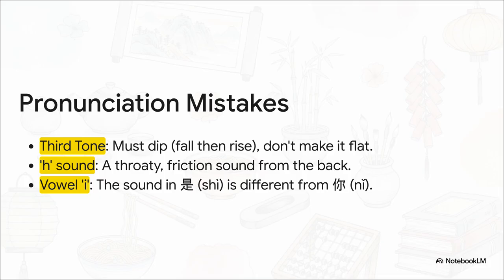And finally, the vowel i. This one is tricky. The i in nǐ is that familiar "ee" sound. Easy enough. But the i in shì is completely different. Here's a trick. Try to say the English word "sir" and then, while you're making that sound, just smile. It's a buzzy sound that's pretty unique to Mandarin.